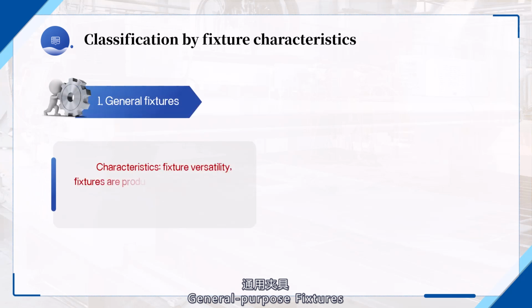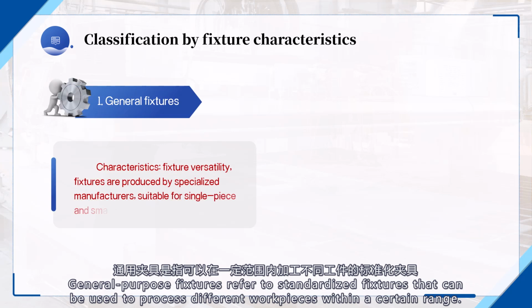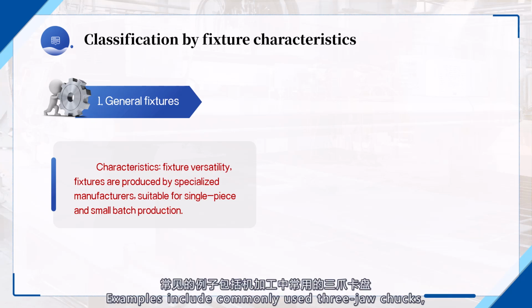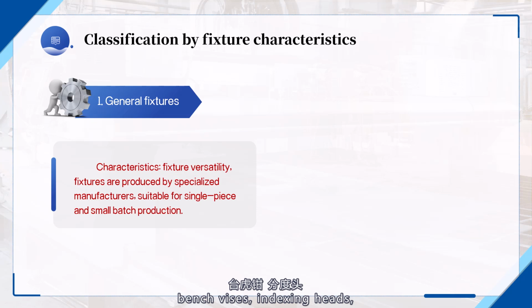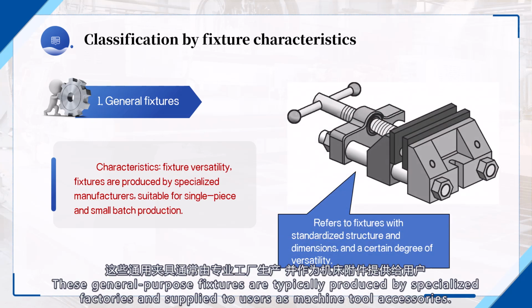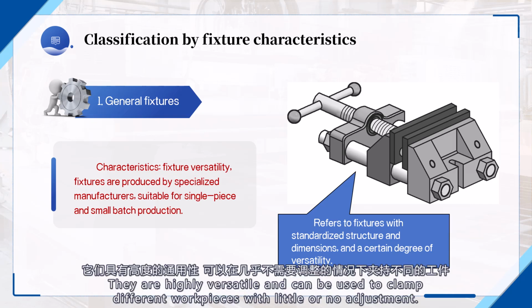General-purpose fixtures. General-purpose fixtures refer to standardized fixtures that can be used to process different workpieces within a certain range. Examples include commonly used 3-jaw chucks, 4-jaw chucks, bench vises, indexing heads, and rotary tables in machining. These general-purpose fixtures are typically produced by specialized factories and supplied to users as machine tool accessories. They are highly versatile and can be used to clamp different workpieces with little or no adjustment.